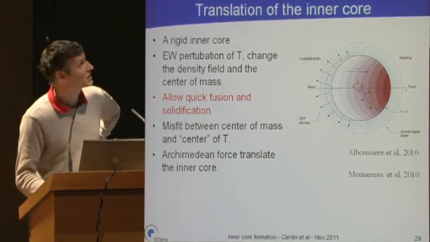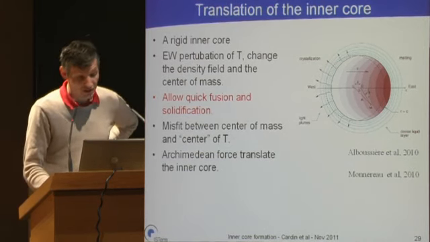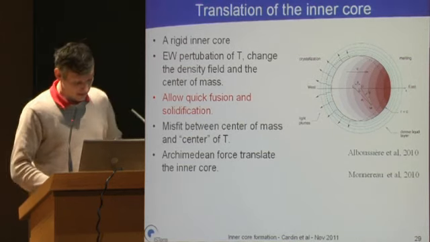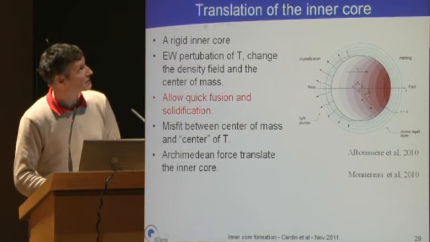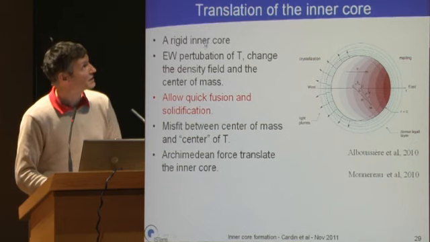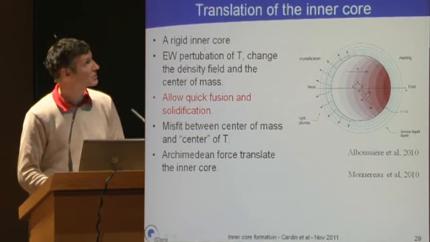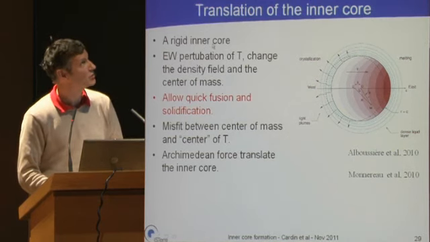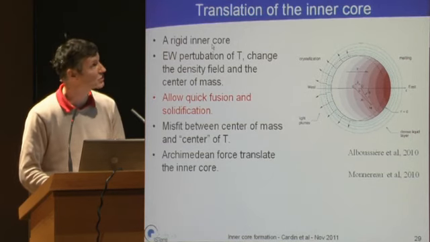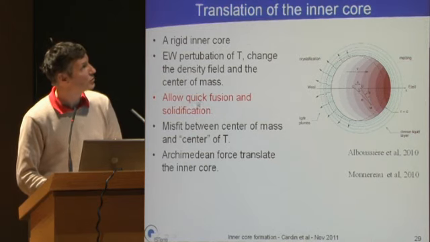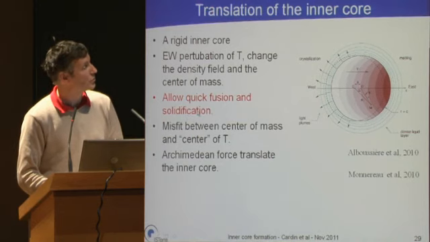So this morning, there was a talk about a translation of the inner core. How do you connect that to convection? I want to tell you that this translation of the inner core is present only for a rigid inner core. And this is very important to understand. This mechanism is associated with a rigid inner core. So you need a very large viscosity for this to happen in the core. And then you also allow quick fusion and solidification. This is a necessity to have this mode present.